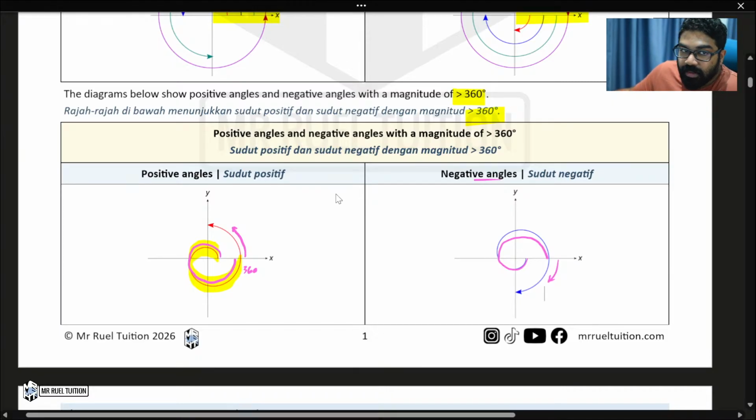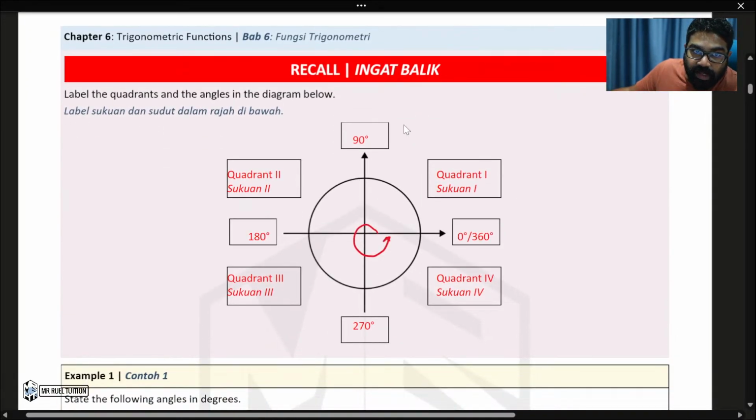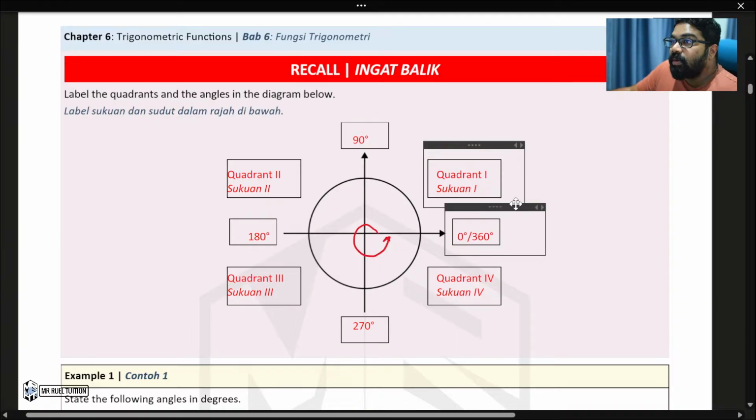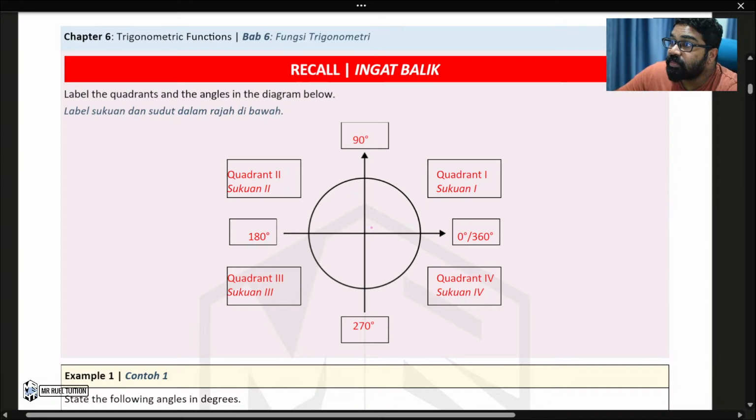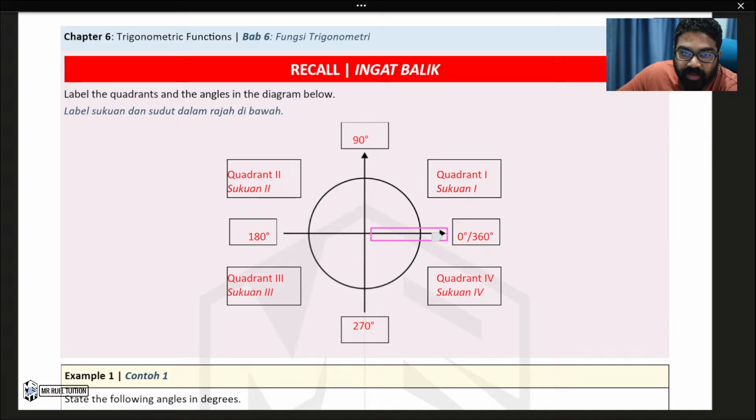Okay, then you have to recall back. Ini kita belajar dalam matematik. Sukuan dia. Ada 4 sukuan. There are 4 quadrants. We start with the here. So how do you know where to start? Macam mana kita tahu bermula di mana? You just use guna sudut positive. Use a positive angle. We start from the positive x-axis. Kita mula dari paksi x positive.